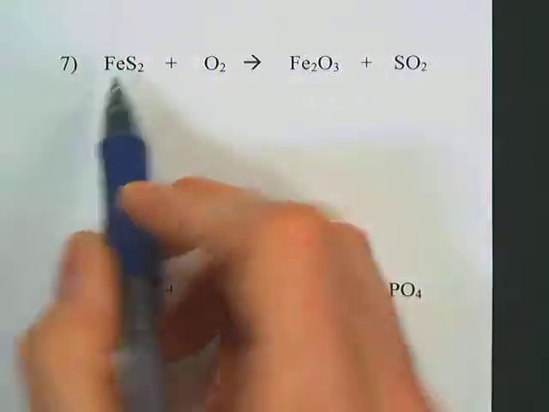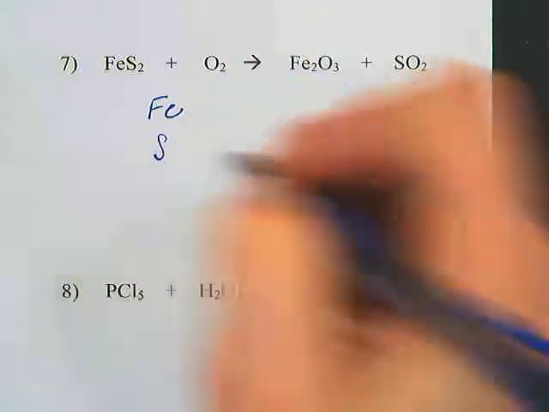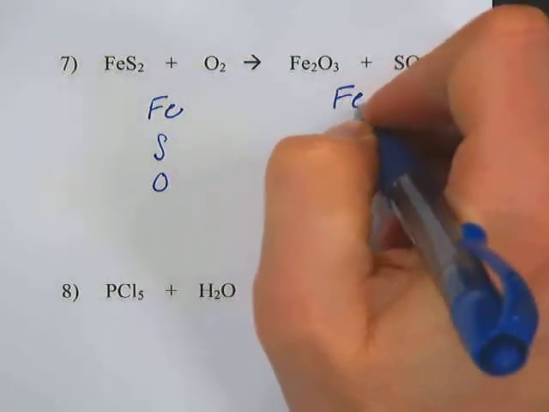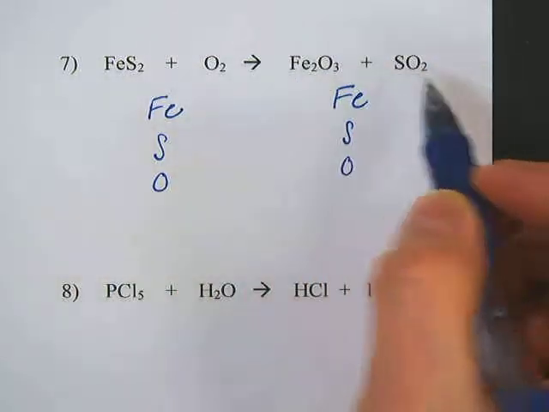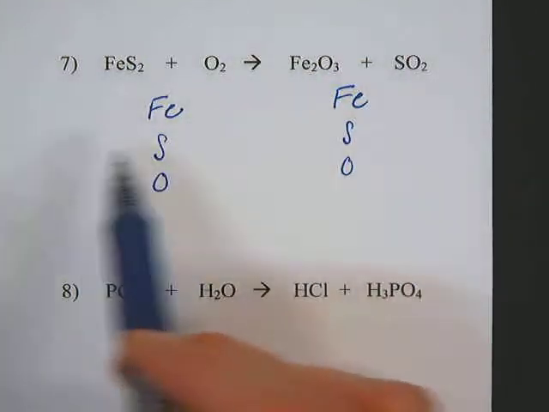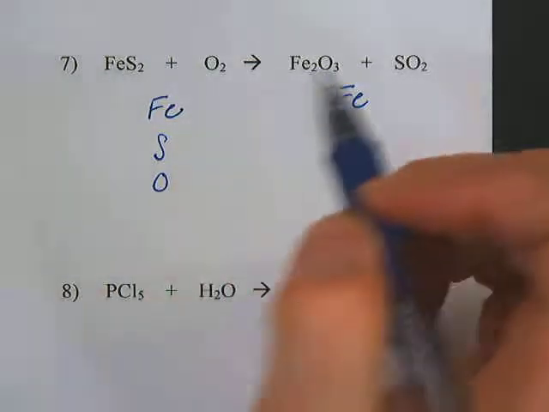the product side. So first on the reactants, we have iron, which is Fe, sulfur, which is S, and oxygen, which is O. And then the exact same thing on the product side. Remember, regardless of the way that they're ordered, make sure that when you're listing the elements, you put them in the same order on both the reactants and the product side. It makes it a whole lot easier to compare.